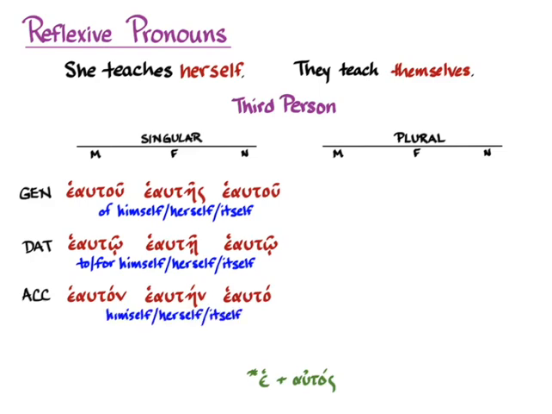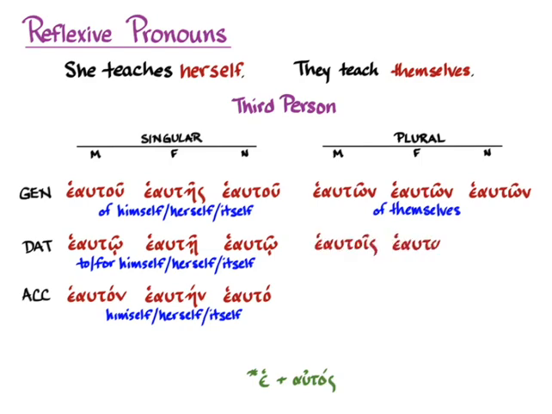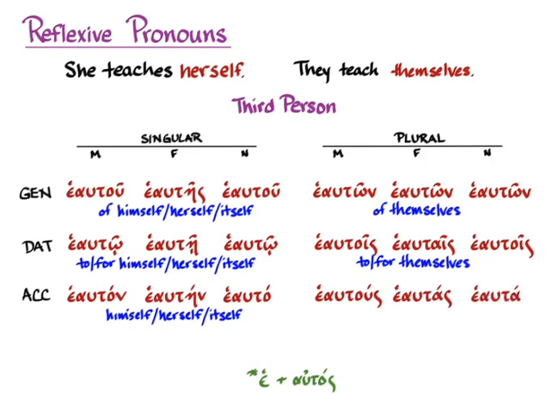This continues now in the plural. Heautōn, for of themselves. Heautois, heautais, heautois, to or for themselves. Heautous, heautas, heauta, themselves, anything you need in the accusative. Now here again, Attic Greek doesn't like e-a-u next to each other, and as often as not will contract it, and you will get hautou, hautēs, hautou, and so on and so forth for these reflexive pronouns.